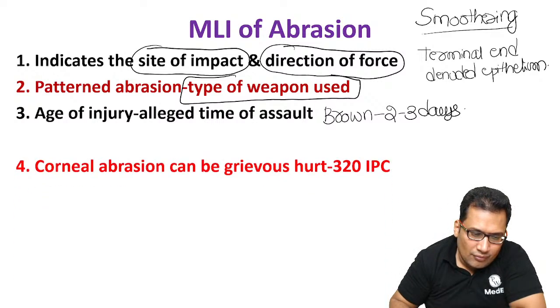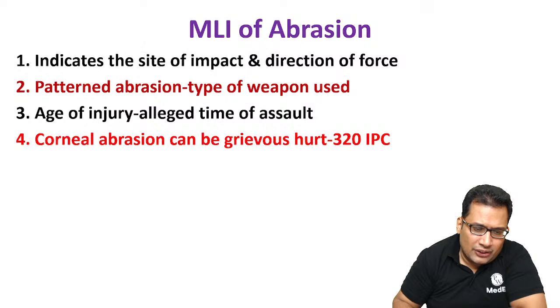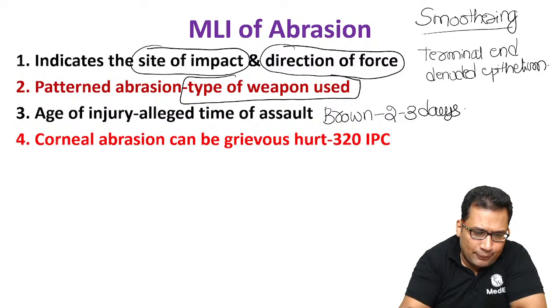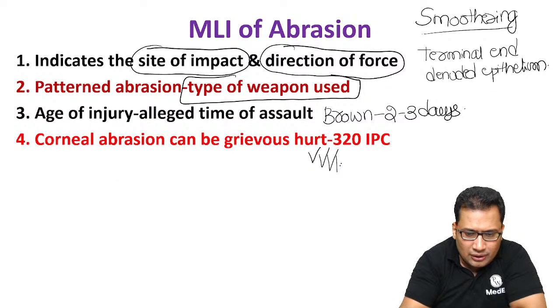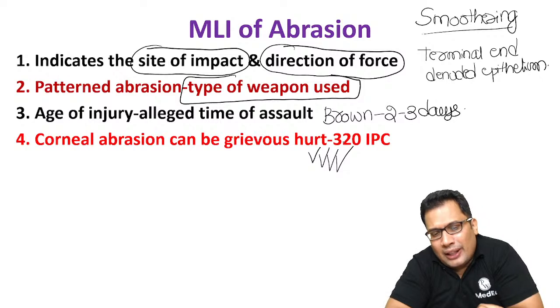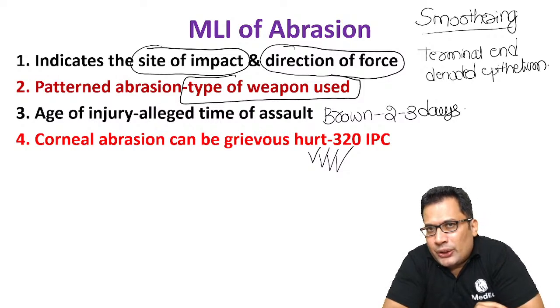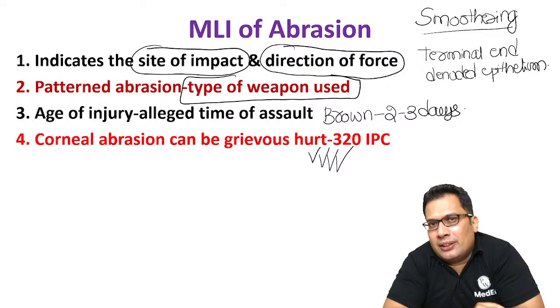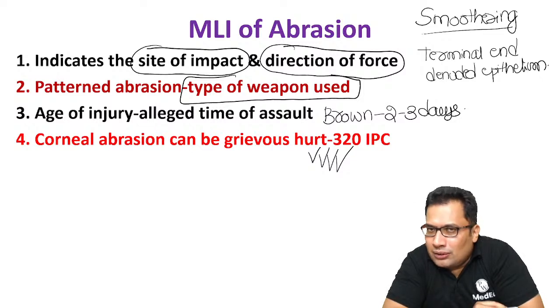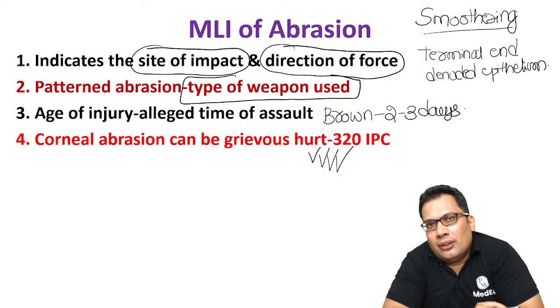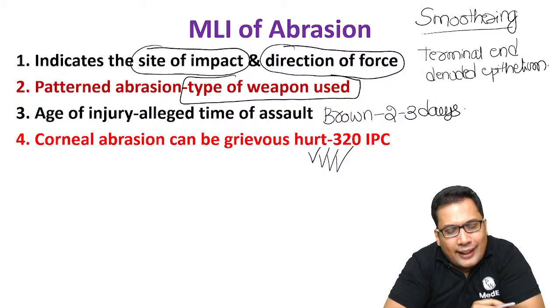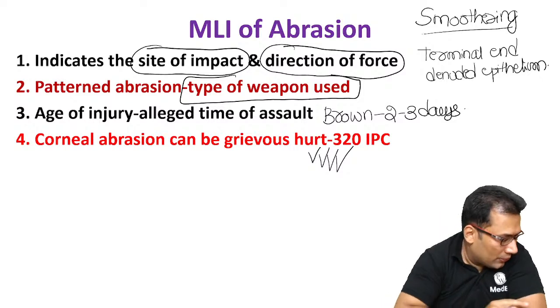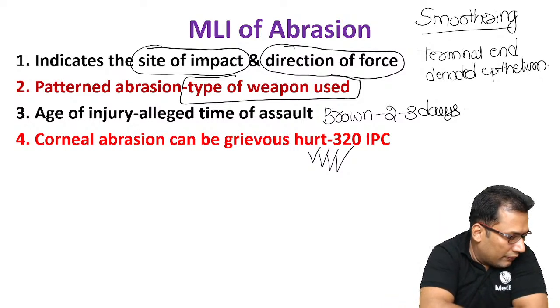Then corneal abrasion can be grievous hurt. So this is about the medico-legal importance of abrasion. When a short essay is asked in your exam, you need to define abrasion, classify abrasion depending upon the force and the types of abrasion depending upon the image, and also write about the medico-legal importance of abrasion. Have all of you understood, guys? Shall I move ahead?